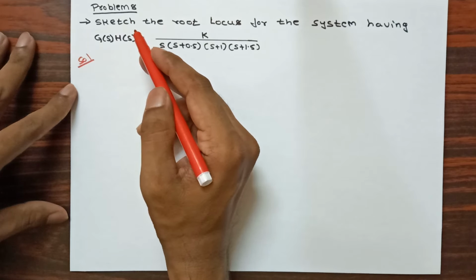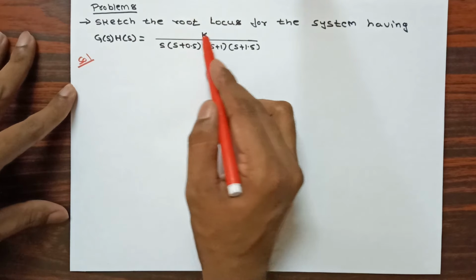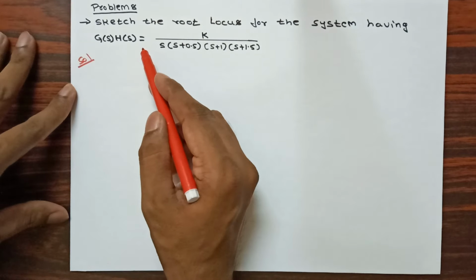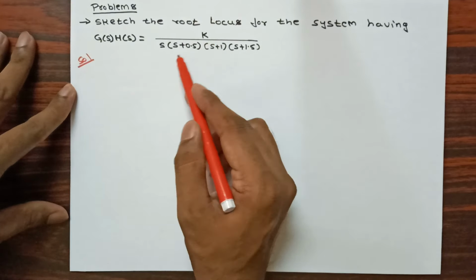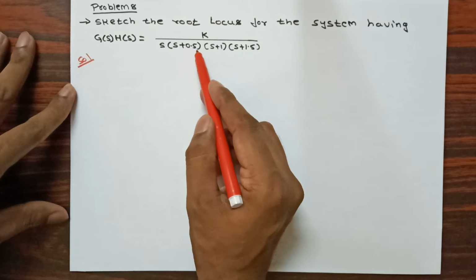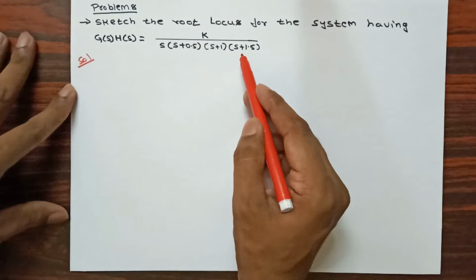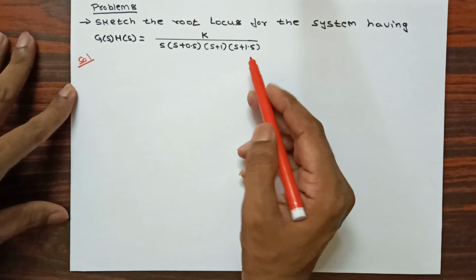Today we are going to solve some problems on root locus method. Sketch the root locus for the system having G(s)H(s) equal to K divided by s into (s plus 0.5) into (s plus 1) into (s plus 1.5).